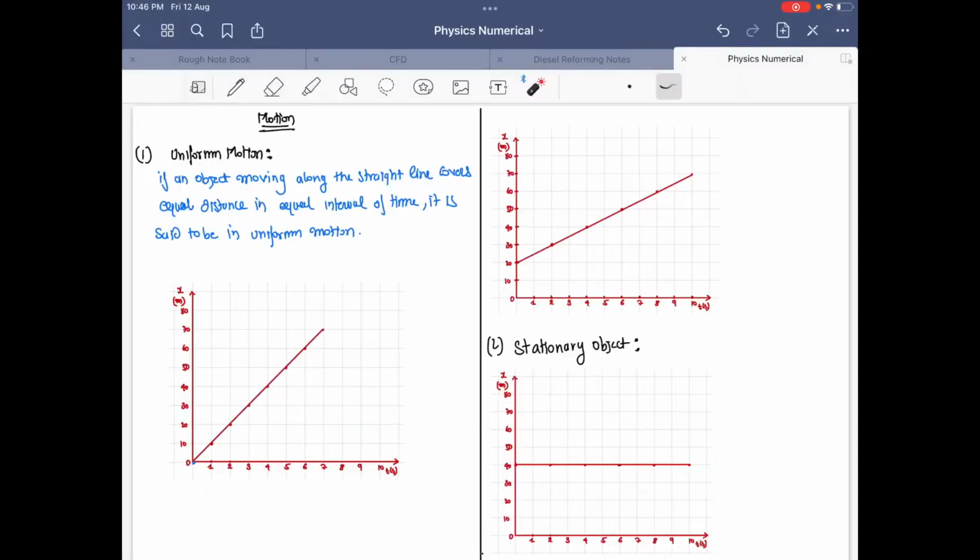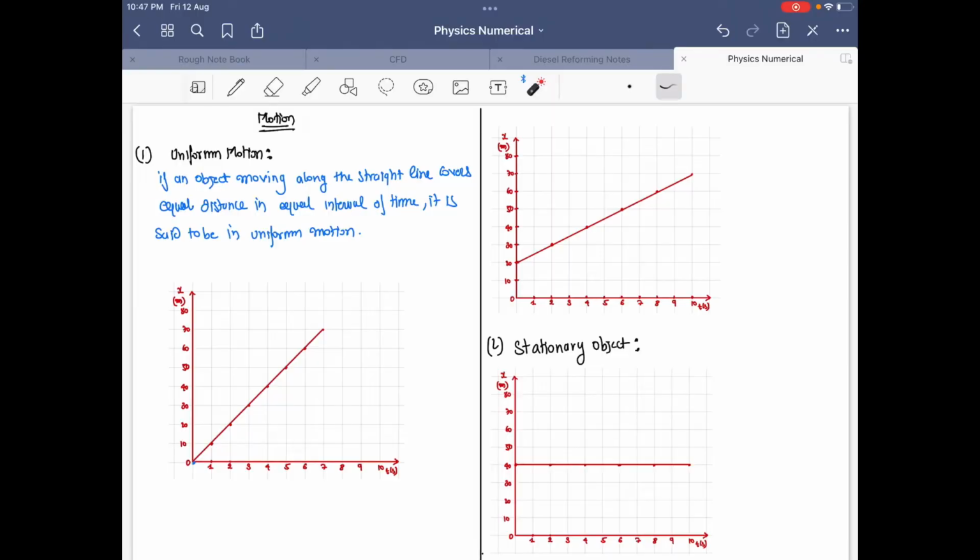In this video, we are going to learn uniform motion and non-uniform motion. So let's start with the uniform motion. Whenever an object moving along a straight line covers equal distance in equal intervals of time, it is said to be in uniform motion.